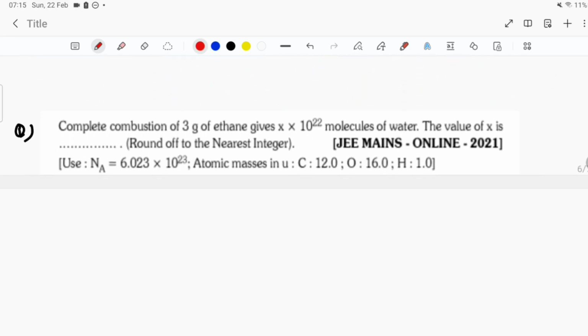Next question. Complete combustion of 3 grams of ethane gives x into 10 power 22 molecules of water. The value of x is. So first everyone observe the question. Reading the question is important instead of going directly. Complete combustion of 3 grams of ethane. First of all, what is ethane here? Ethane is C2H6, giving molecules of water. They are asking about the value of x.